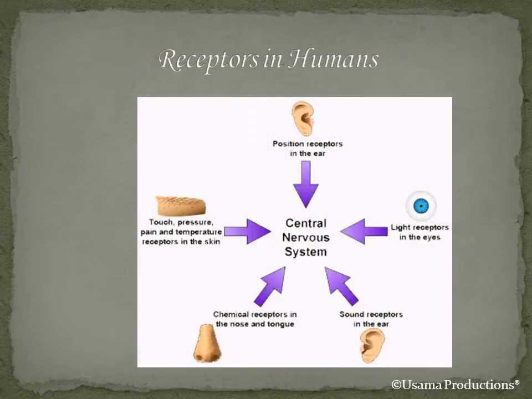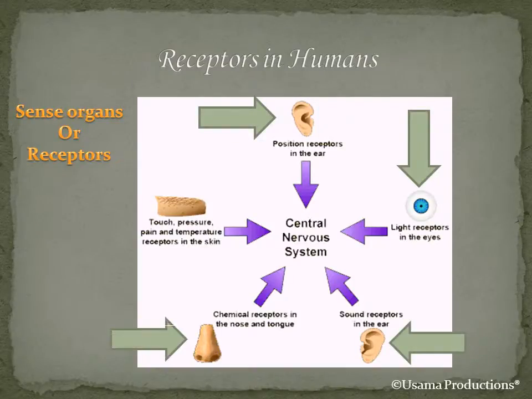We know that the organs which are specifically built to detect particular type of stimuli are called sense organs, or receptors. Main receptors in man are eyes, ears, nose, taste buds, receptors of touch, heat, and cold, etc.